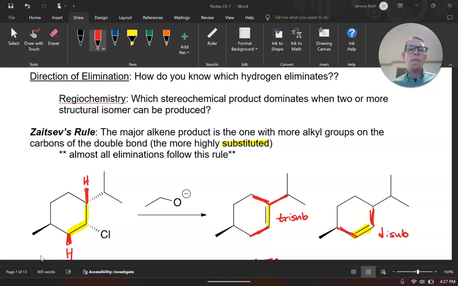So, in our very first discussion about elimination, we brought up this idea of Zaitsev's rule. Zaitsev's rule is a guiding principle that we want to make our most stable product. And to make our most stable product, when we're thinking about double bonds or alkenes, you want the most substituted double bond, the most carbon stuff around that double bond.